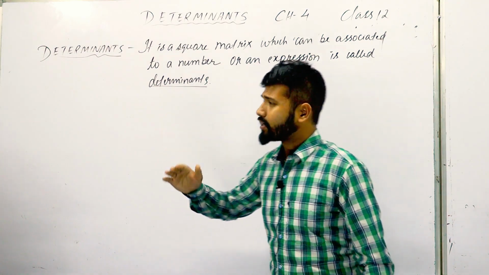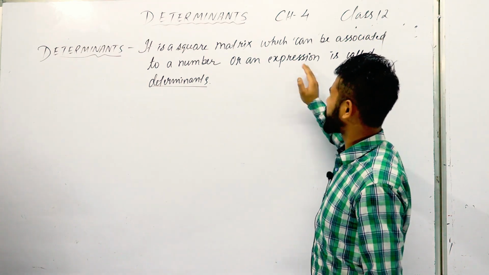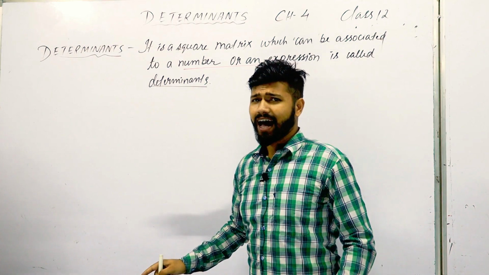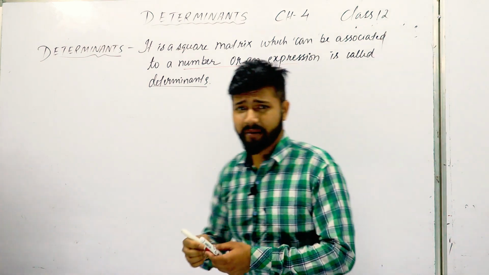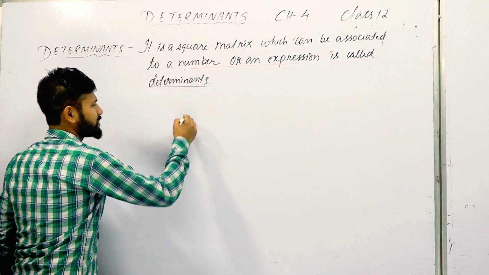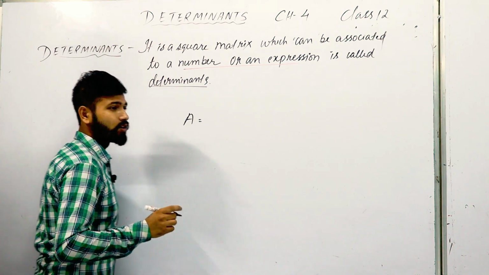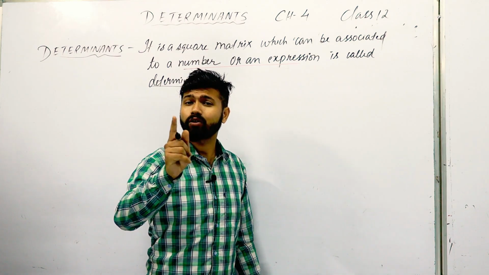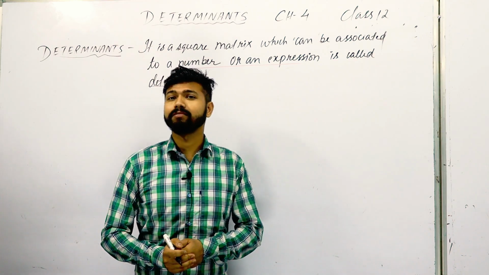Let us come to this point now. It is a square matrix which can be associated to a number or expression that is called a determinant. I hope this point is not that clear to you, so let me express the meaning with an example. Let me take a very simple example of a square matrix. Remember, we have to take only a square matrix here. Square matrix means the number of rows and the number of columns should be equal.